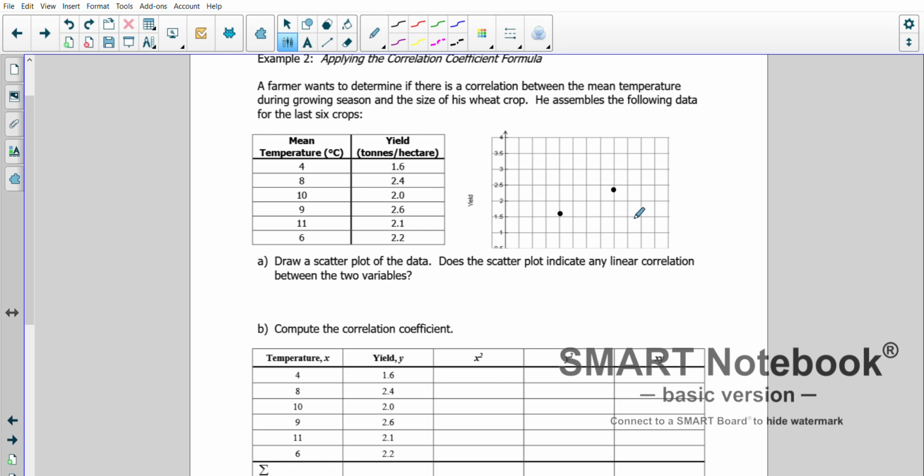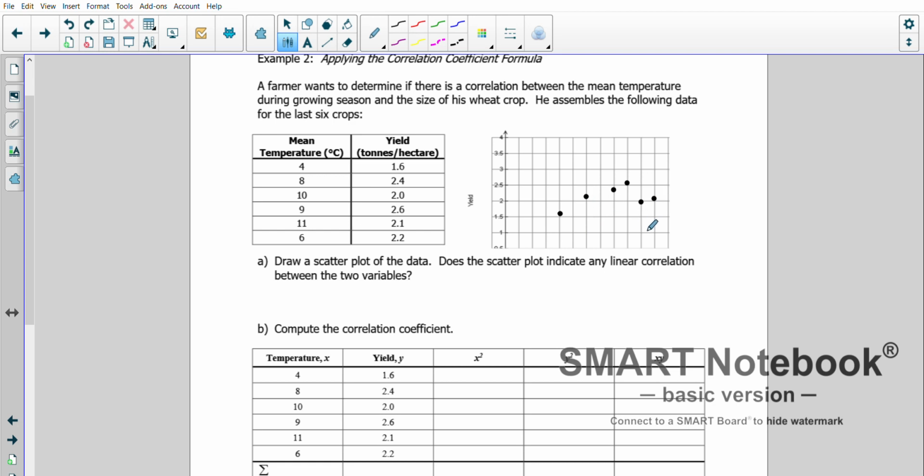10 and 2, 9 and 2.6, 11 and 2.1, and then 6 and 2.2. 1, 2, 3, 4, 5, 6, and 2.2. Okay, so we don't have that many data points. We only have 6 data points.